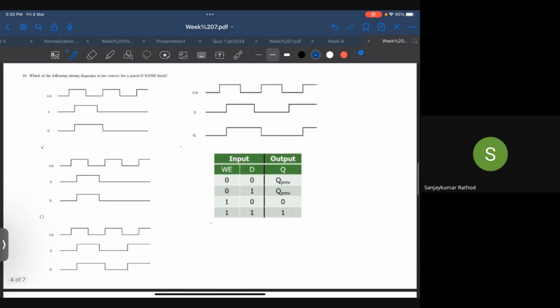So this might not be the correct answer. Which of the following timing diagrams is correct for a gated D latch? If you solve that question, I have also given the truth table. But in the exam, it won't be there for the live session. For understanding purposes, I have given the truth table. So, which of the following is correct? Just solve.